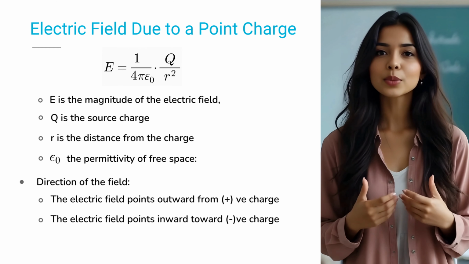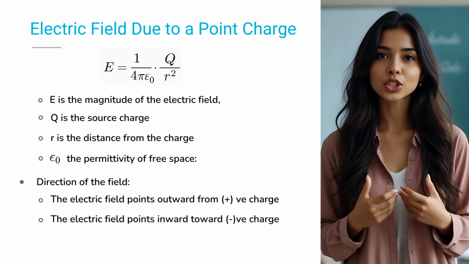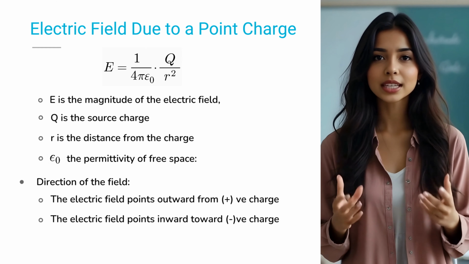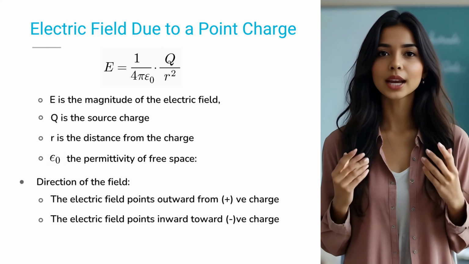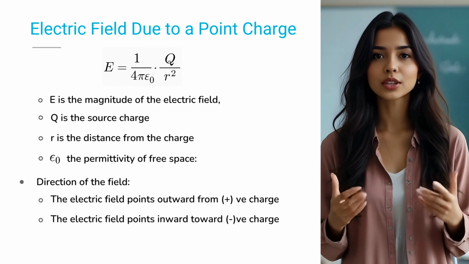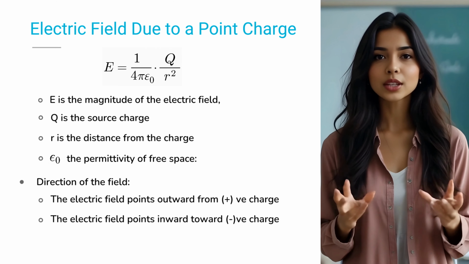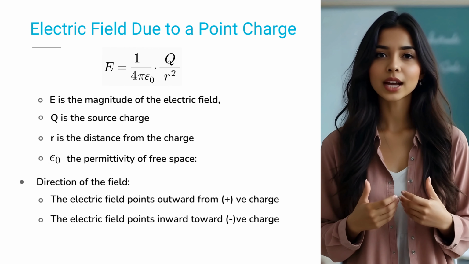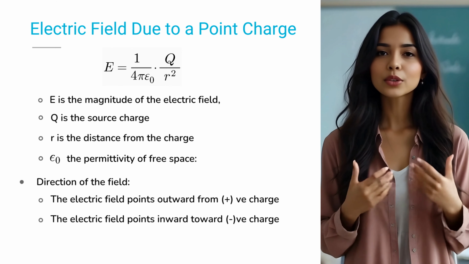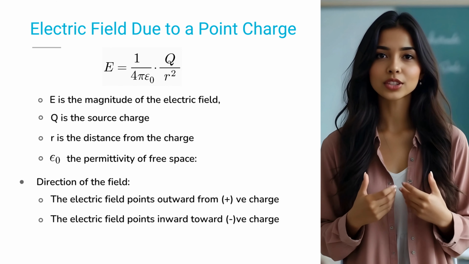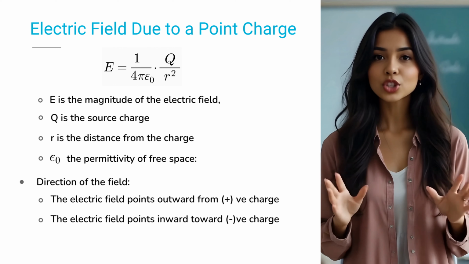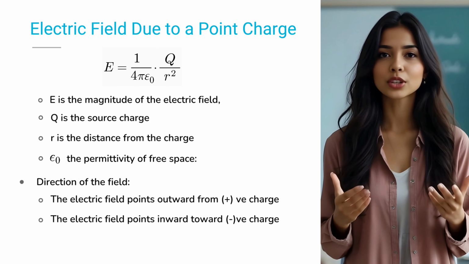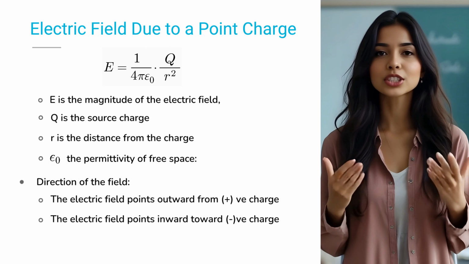Now let's look at the most basic case, a single point charge Q. The electric field at a distance r from this charge in air or vacuum is E equals 1 divided by 4 pi epsilon naught multiplied by Q divided by r squared. Epsilon naught is the permittivity of free space. Its value is approximately 8.85 into 10 raised to the power minus 12. The field points outward for a positive charge and inward for a negative charge. Also, the farther you go from the charge, the weaker the electric field becomes due to the inverse square law.